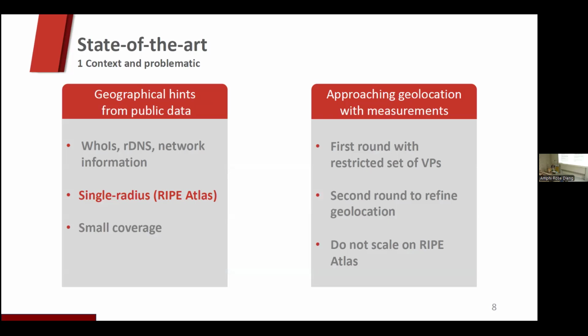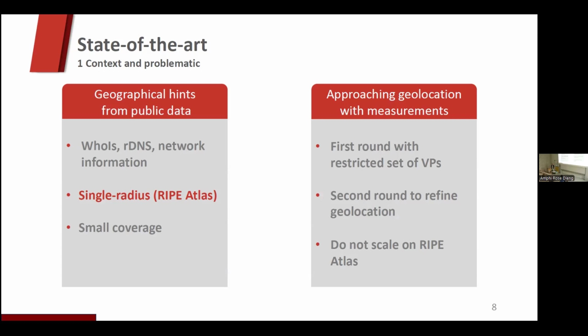We are not the first ones to try to answer this question of which vantage points to use. There are basically two families of methodology. One family is based on public data to find geographical hints about an IP address, so either WHOIS data, reverse DNS, or network information. This is the principle behind Single Radius, which is the current geolocation engine implemented on RIPE Atlas. And the problem with these methodologies is that they are only applicable for a small number of IP addresses.